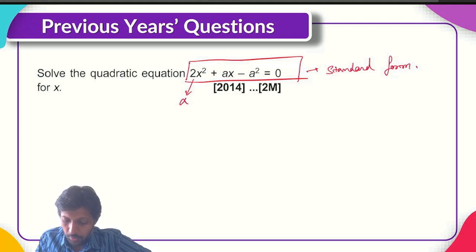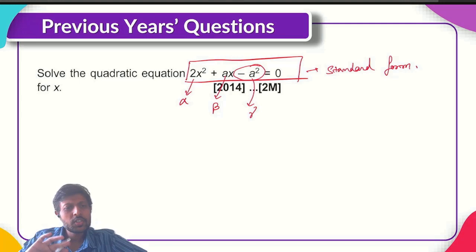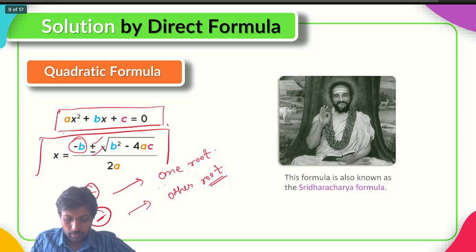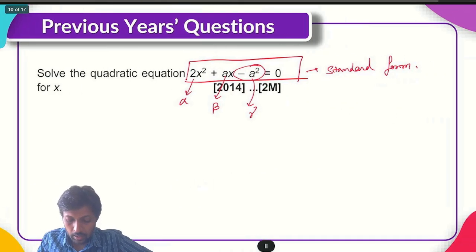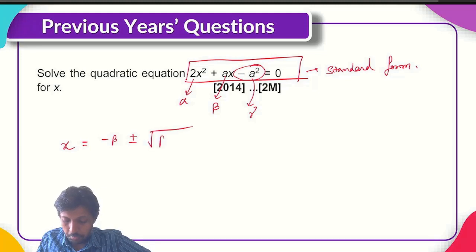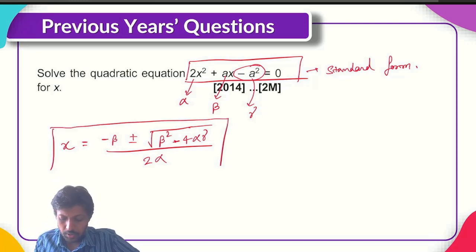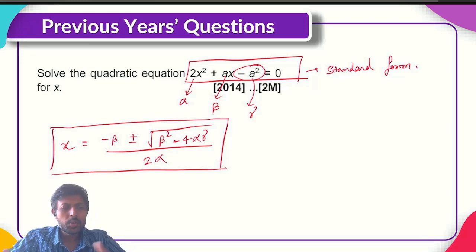Let's call this alpha. Let's call this beta. These are coefficients, remember, not roots. And this one we'll call gamma, just using other variables. Okay, so what will this formula turn into? Let's rewrite the formula. x is equal to minus beta plus minus under root beta square minus 4 alpha gamma upon 2 times alpha. This will be our new formula. Okay, so I've just written Sridharacharya's formula using different variables.